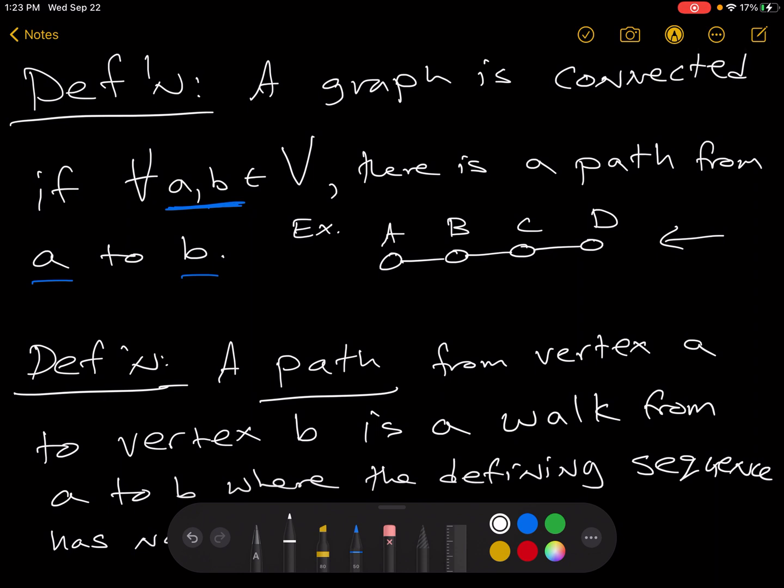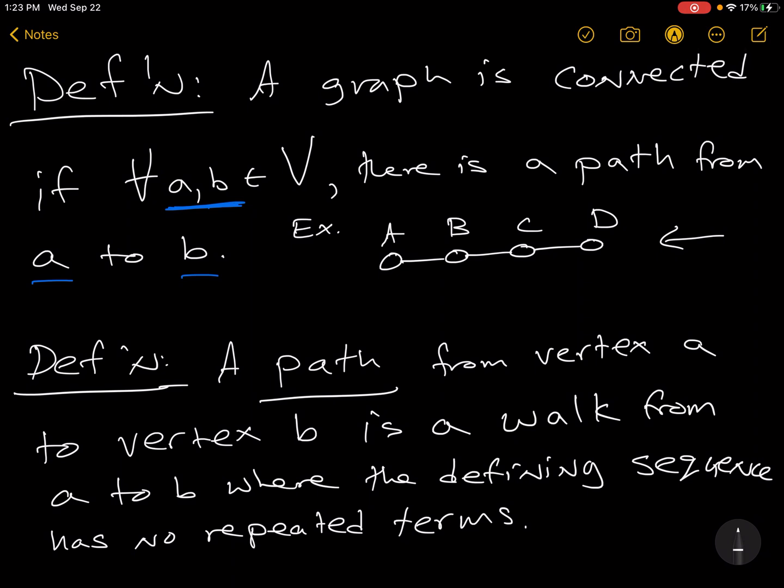Okay, well, what is a path? Well, here's the definition of path. Remember that a path from vertex A to vertex B is just a walk from A to B, where the defining sequence has no repeated terms. So a path from vertex A to vertex C would be A, B, C. That's a path from vertex A to vertex C.